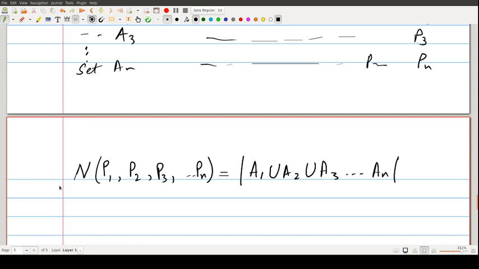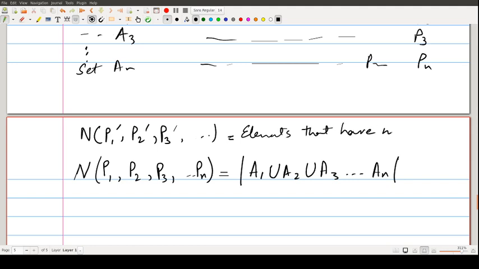And so of course there's going to be students who've not taken any of these courses, right? So there's going to be students who don't have property 1, who don't have property 2, who don't have property 3, and basically the students who are outside this entire set. So these are students outside, the elements that have none of these properties, right?